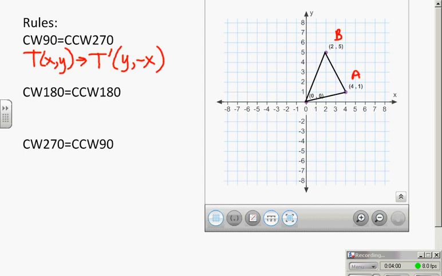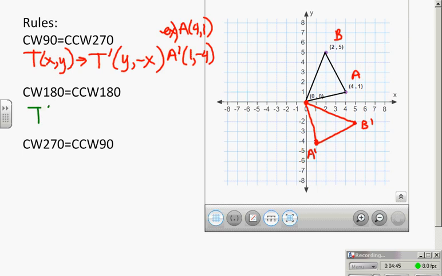So where would our points A and B go? Well, 0, 0 is going to stay there. So for example, A being at 4, 1. If I flip-flop my x and my y and do the opposite sign, that means at 1, negative 4 is going to be A prime. That means B, which is at 2, 5, is actually going to be at 5, negative 2. And there is my triangle, which has been rotated 90 degrees.